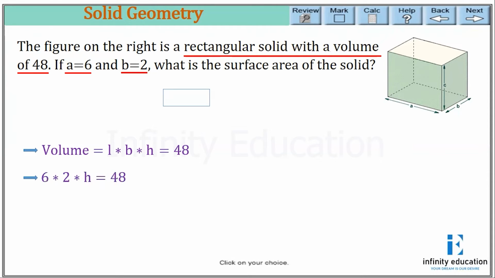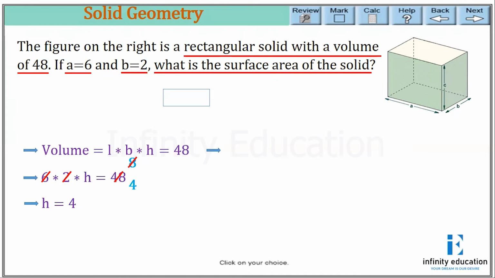So we are having L as 6, B as 2 and H we have to find out. So we are having 6 into 2 into H equals to 48. Now if we do the simplification like this, so we are having the height as 4. So now the question is asking what is the surface area of the solid.